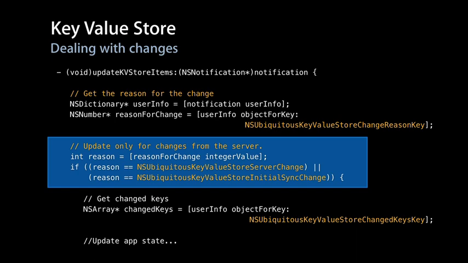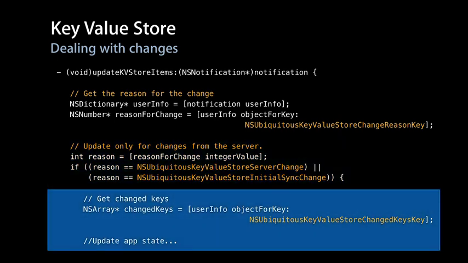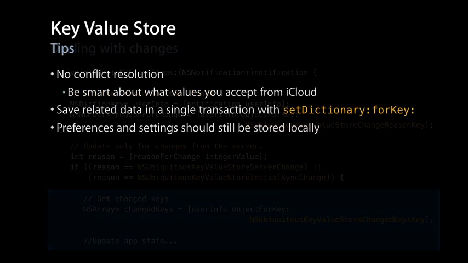Now, assuming that either one of these was the reason for this notification being fired, you then have the ability to figure out exactly which keys changed. That information is also in the user info dictionary, and you can look that up via the NSUbiquitousKeyValueStoreChangedKeysKey. Now, once you have this state, you simply want to make sure that you read in these new values and update any local application state that you might have.